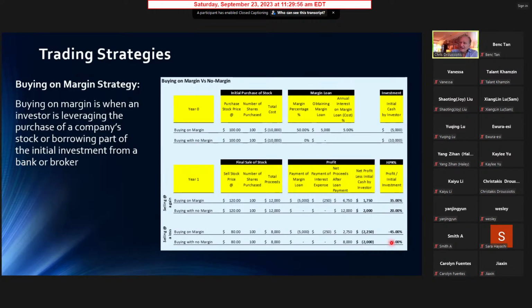But look at the effect on leveraging with the margin. You sold the stock, let's say at $8,000. You have to pay your $5,000 loan. That doesn't change. Minus a $250 interest. So net, you only got $2,750, but you invested $5,000. So you almost lost half your money back, half your money. So that's 45% negative. So the leverage has a big effect.